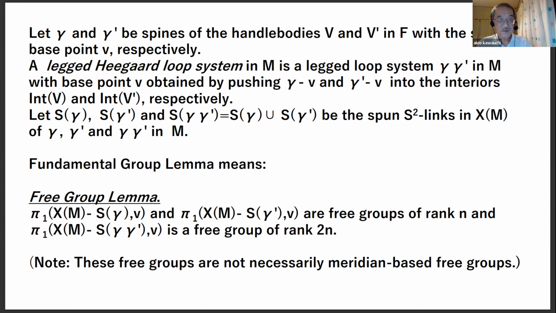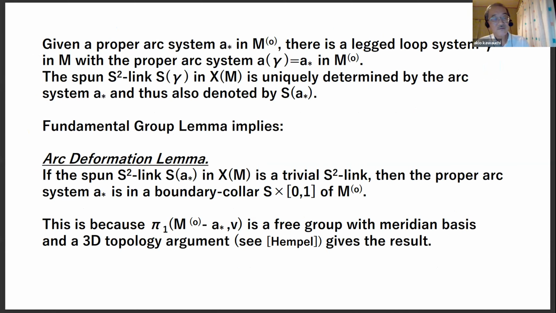So the fundamental group lemma means the fundamental groups of X M minus S gamma and X M minus S gamma dash are free groups of rank n, and the fundamental group of X M minus S gamma gamma dash is a free group of rank 2n. But these free groups are not necessarily meridian-based free groups, only free groups. So given a proper arc system A star in M0, there is a regular loop system gamma constructed with A gamma equal to A star.